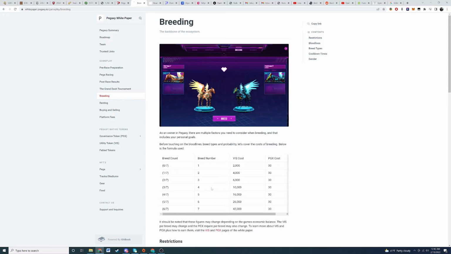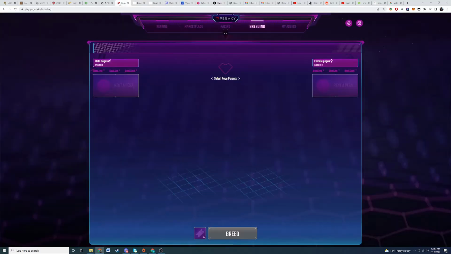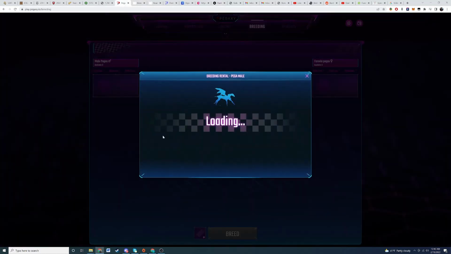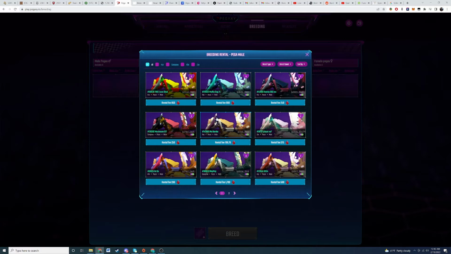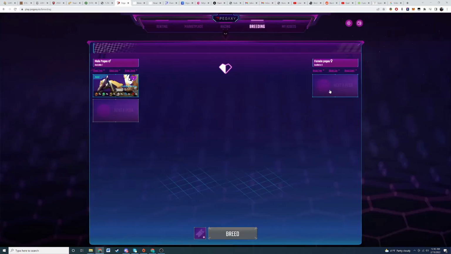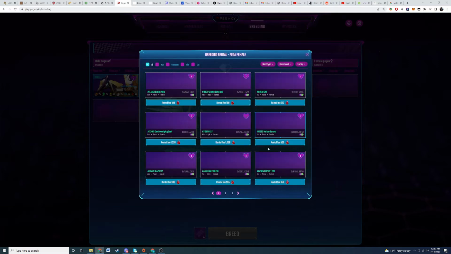And you can mix and match. So say we've got a Pega with 2 out of 7 breeds done and a virgin. That would be 6,000 plus 2,000 for a total of 8,000 VIS to perform that breed. And if we go back to the rental screen here, we can see that in action. We'll just pick that guy with a 3 breed count, and for the female, we'll pick a virgin, so a 0 breed count.